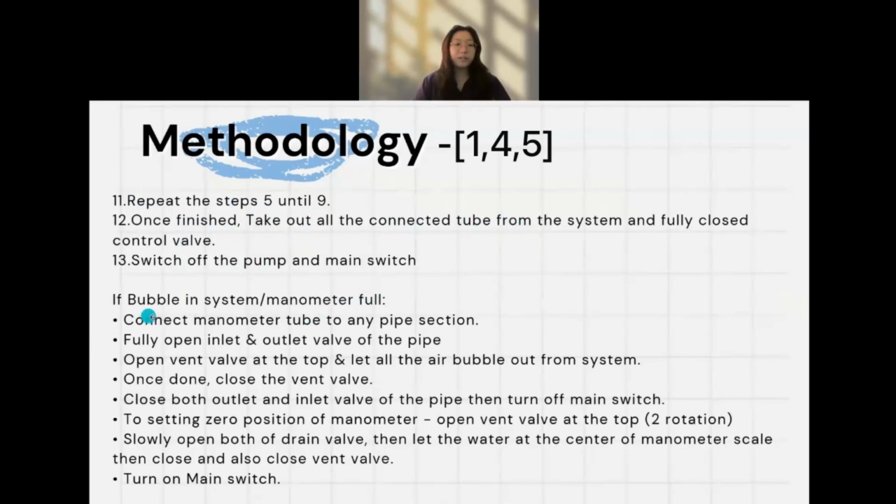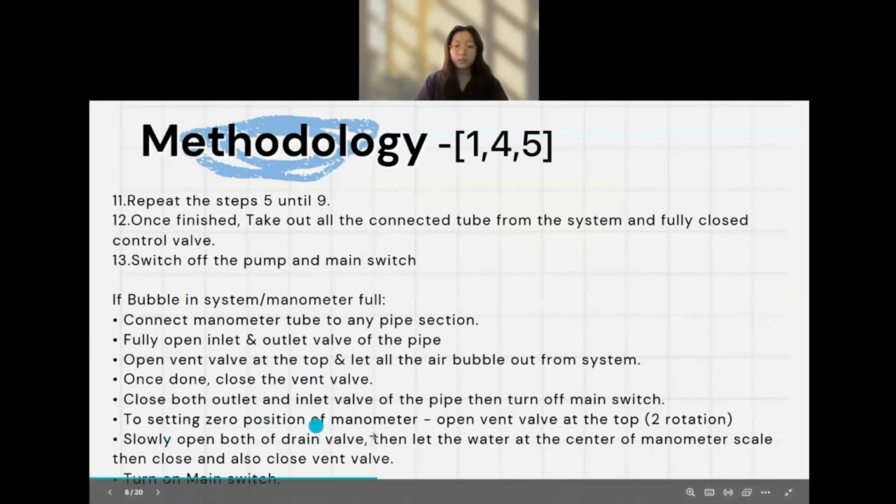If there are bubbles in the system or manometer, we should connect the manometer tube to any pipe section, fully open the inlet and outlet valves for the pipe, and open the vent valve at the top and let the bubbles come out. Once done, we should close the vent valve and close both the outlet and inlet valves of the pipe, then turn off the main switch.